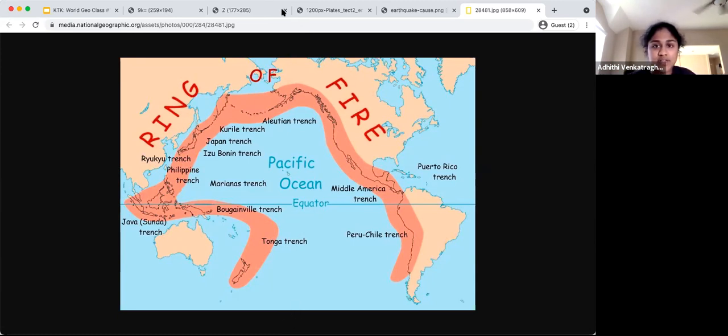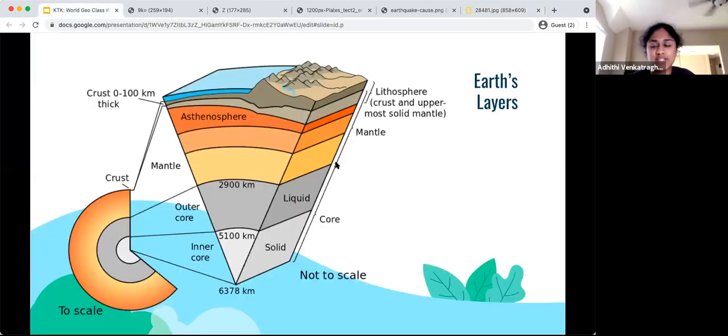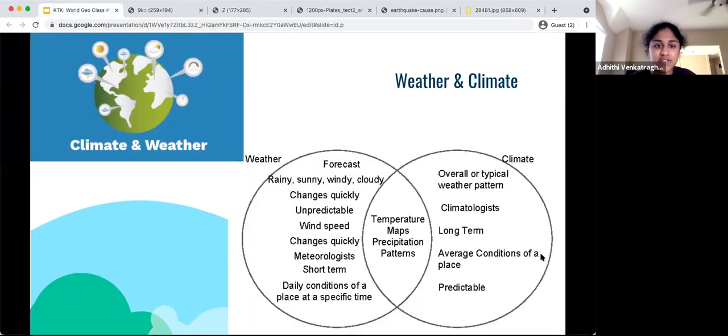All right, so we can go ahead and move on to the next slide. That's Earth's layers and some plate tectonics, and now time for climate and weather. So what is the difference between weather and climate? Weather is usually what happens for one day, and climate is the typical weather pattern for an area.